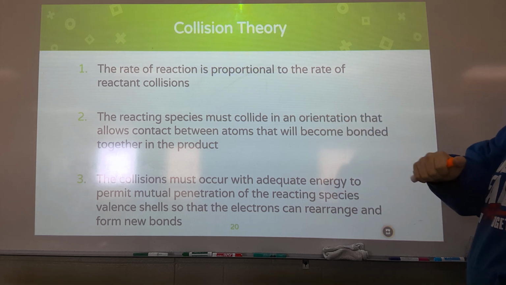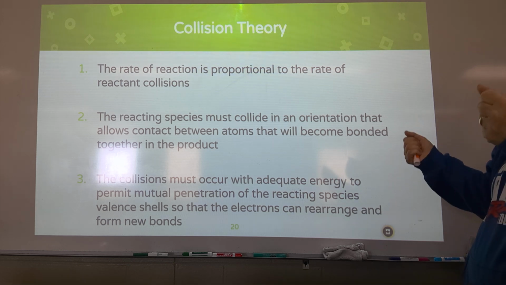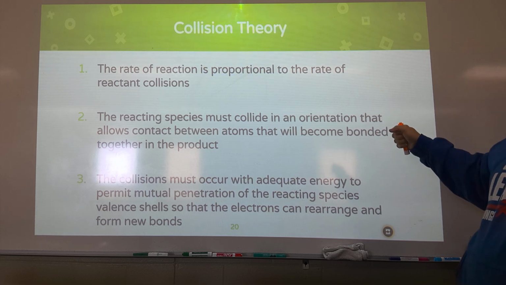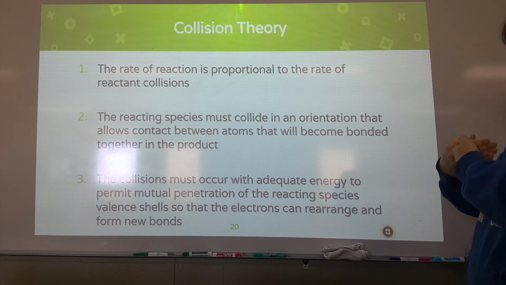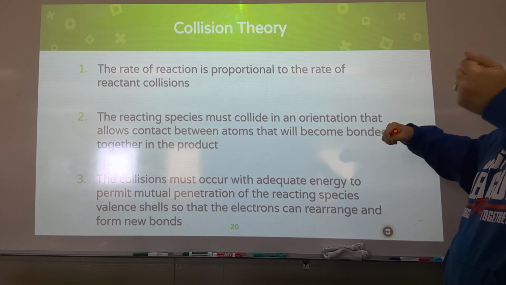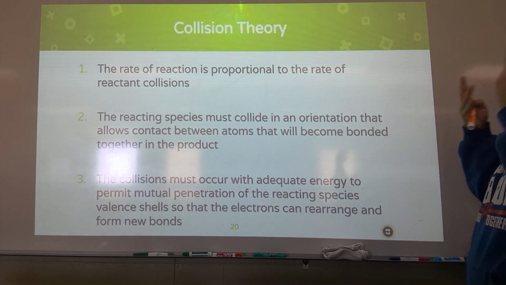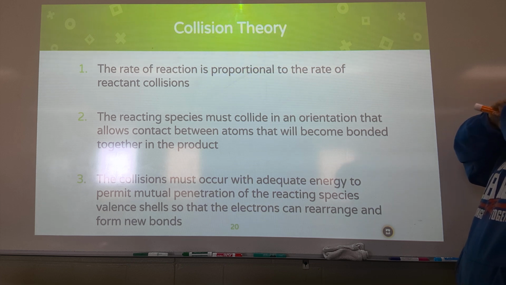So the second point here is the reacting species must collide in an orientation that allows contact between atoms that will become bonded together in the product. The reactants can't run into each other in just any orientation to react. They have to run into each other in the right orientation. If they do, then they can connect with each other. However, if they run into each other in the wrong orientation, there's no way to connect. They'll just bounce away and wait until they hit each other in the right orientation in order to really react.